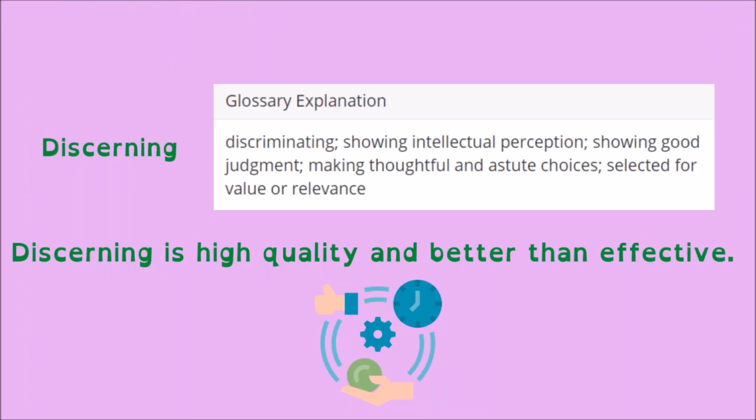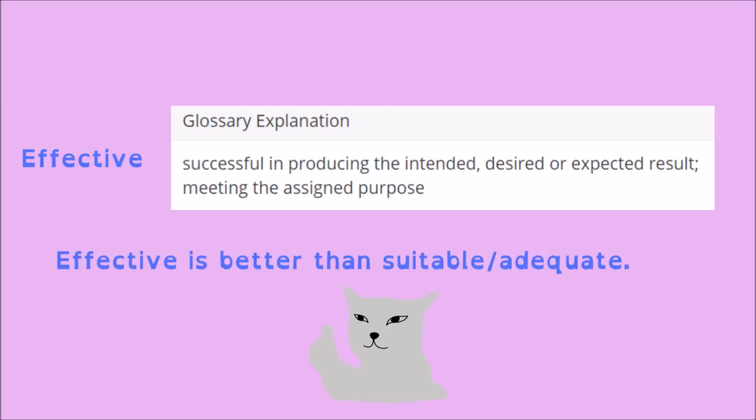If you want to get a really good mark, I'd advise you pausing this video now and learning what the exact glossary explanation from the QCAA of discerning means. So discerning means discriminating, showing intellectual perception, showing good judgment, making thoughtful and astute choices selected for value or relevance. So discerning means it's high quality and it's better than effective.